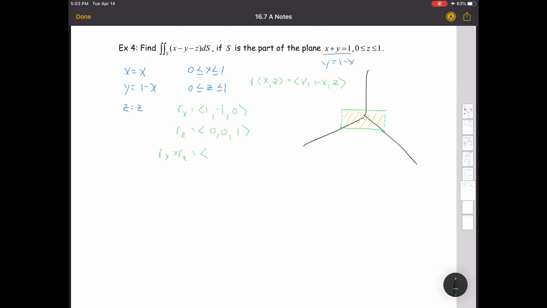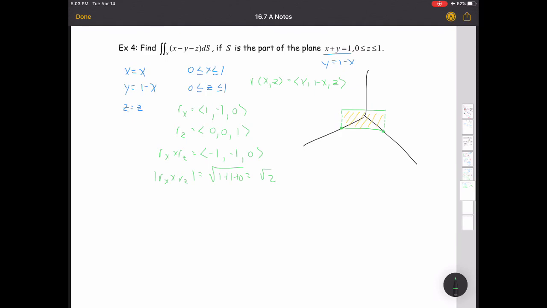Eliminating the i row and column gives me a negative 1. Eliminating the j row and column gives me 1 minus 0, which is 1, but we change the sign. And then eliminating the k row and column just gives us 0. This is really nice because these are all constants. So the magnitude of r_x cross r_z is the square root of 1 plus 1 plus 0, which is just square root of 2. So that's actually really nice.